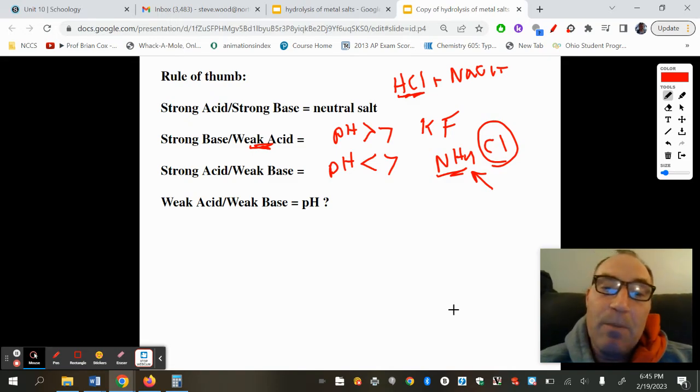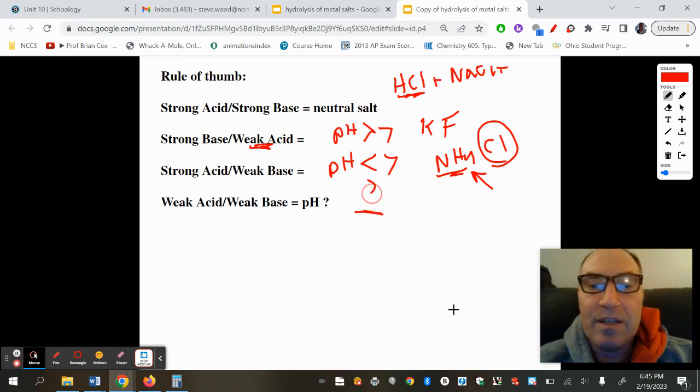And then finally, it just depends for this one. It depends on the Ka or Kb. If it's both a weak acid and weak base, the one with the stronger Ka or stronger Kb will have the weaker conjugate. So it's kind of like opposite day all over. So this one just depends on the Ka or Kb.